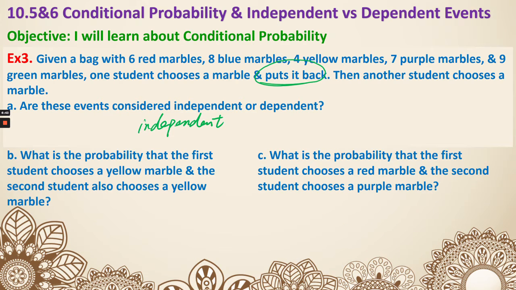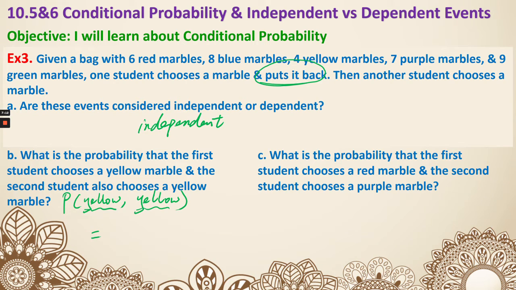Now, what is the probability that the first student chooses a yellow marble and the second student also chooses a yellow marble? We're not going to write the whole thing in the probability, like student A chooses yellow marble, student B. No. I'm just going to simplify it a little bit. So I'm going to write yellow, comma, and another yellow. So this represents the first event. This represents the second event. If we have more, we're just going to use commas to keep separating them and keep writing inside the same parentheses.